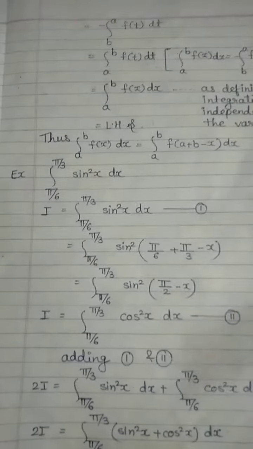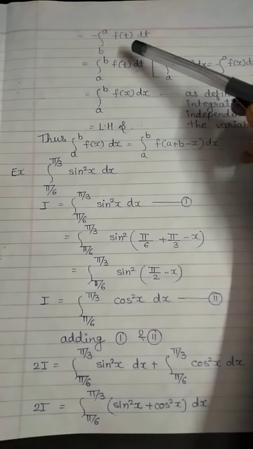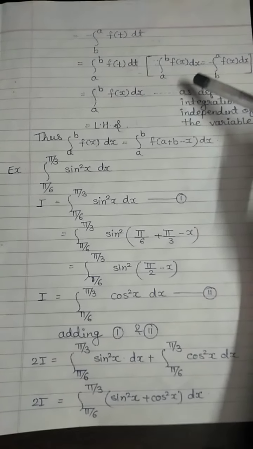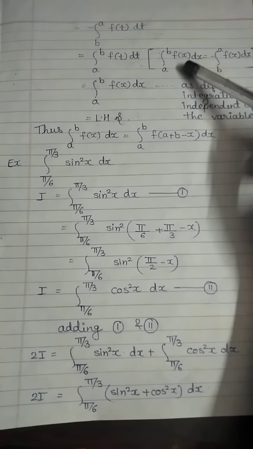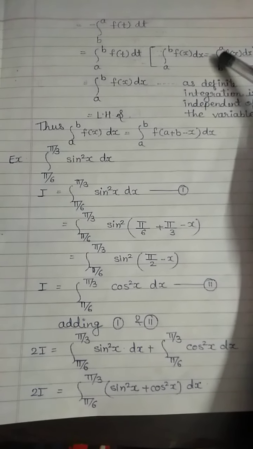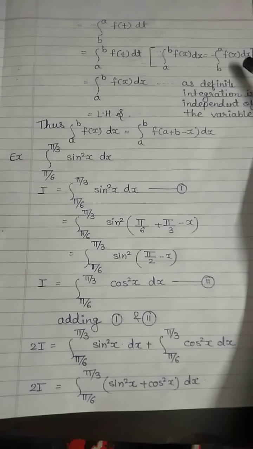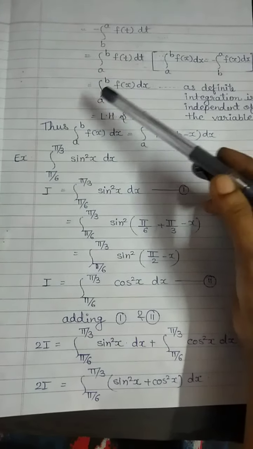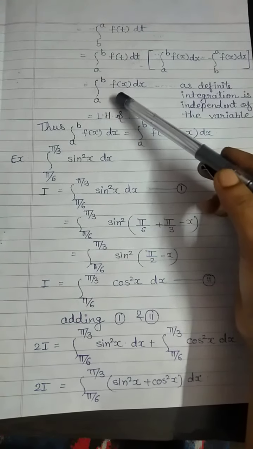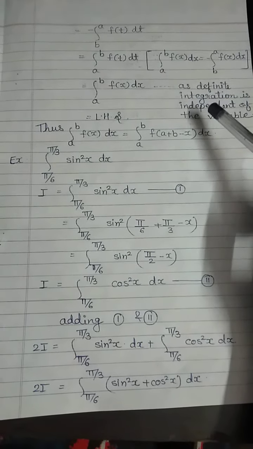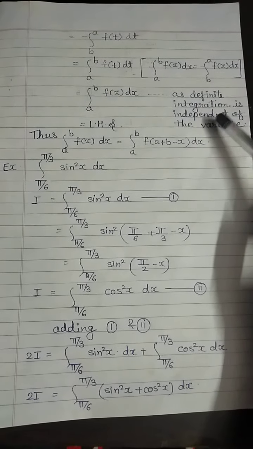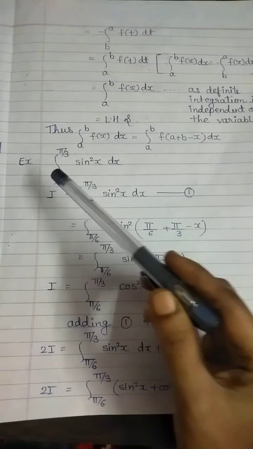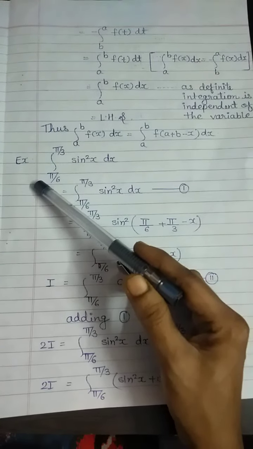Now here we can write this integration as integration a to b f of t dt, because integration a to b f of x dx we can write as minus of integration b to a f of x dx. So we will replace this t by x. So integration a to b f of x dx, as we already learned the property that definite integration is independent of the variable. And here we are going to prove this property by using one example.